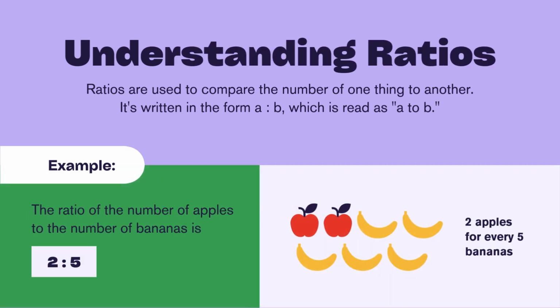After giving many examples like that in the previous slide, we can proceed to the main content, like understanding the ratio. Ratios are used to compare the number of one thing to another. It is written in the form a by b, which is read as a to b. To understand this properly, we will take some examples, like the ratio of the number of apples to the number of bananas is 2 is to 5. Here you can see that 2 apples are given and 5 bananas are given. So through this kind of example, they will be able to relate to the content.